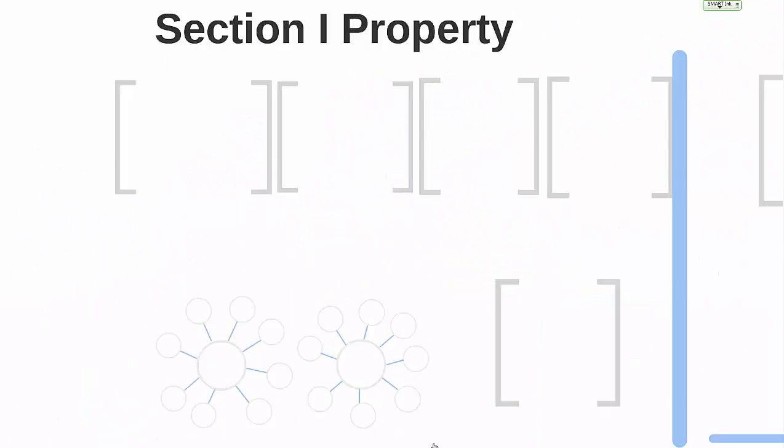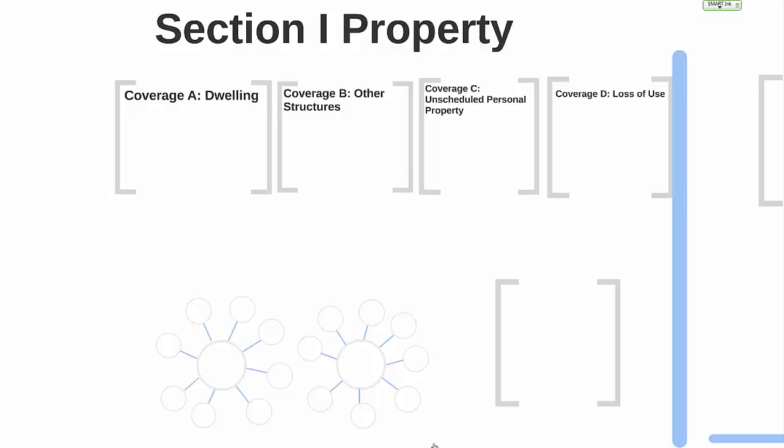Now let's begin our discussion of Section 1, the property section of the homeowners insurance policy. In Section 1 is Coverage A, the dwelling, Coverage B, other structures, Coverage C, unscheduled personal property, and finally Coverage D, loss of use. Then we'll also discuss some named perils, and we'll discuss Section 1 exclusions. So let's get started with a look at Coverage A, the dwelling coverage.